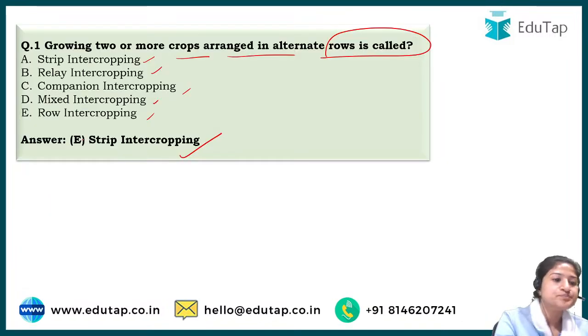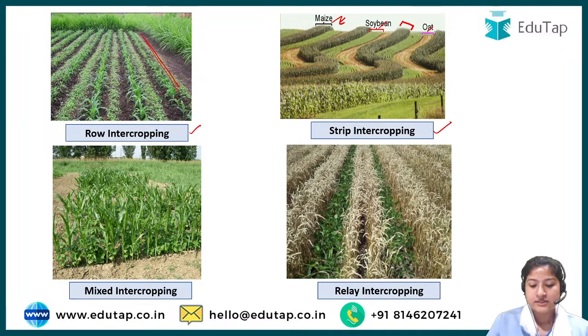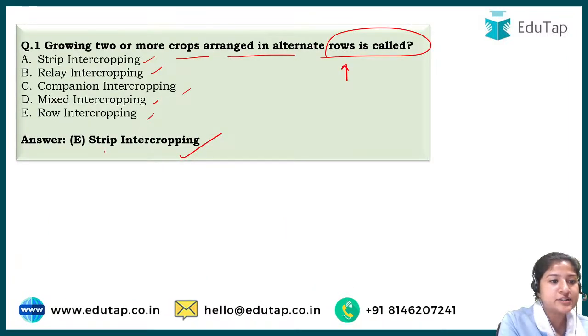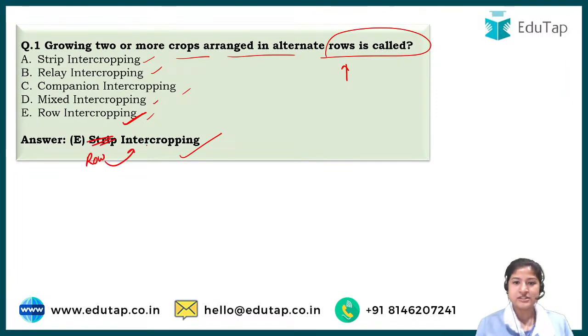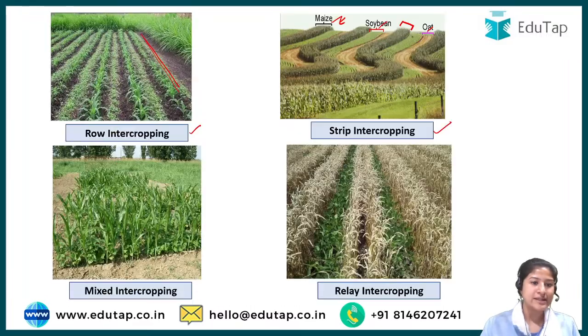So yeah, here alternate rows is called, see here the answer. It should be row intercropping, not strip intercropping, right? Why? Because I've already told you the difference between the both. So this is a human error that has happened here. I hope you understand now more clearly, right? So this is row intercropping and strip cropping.